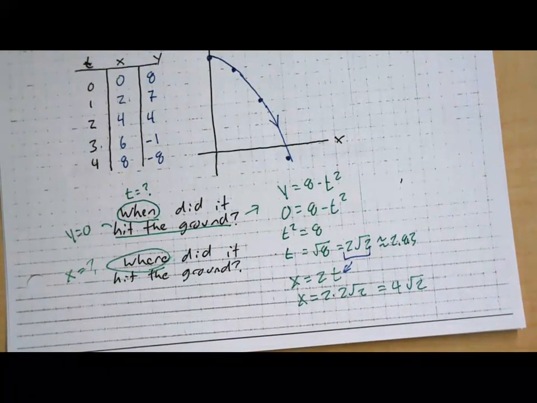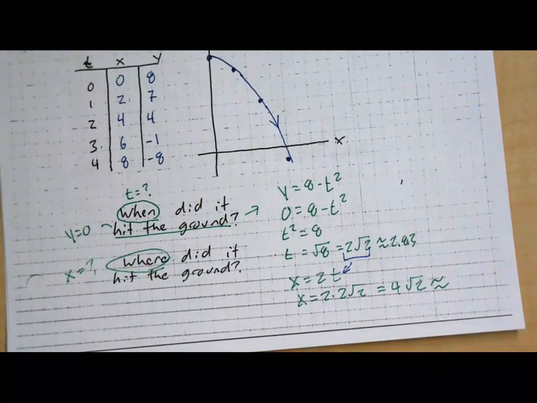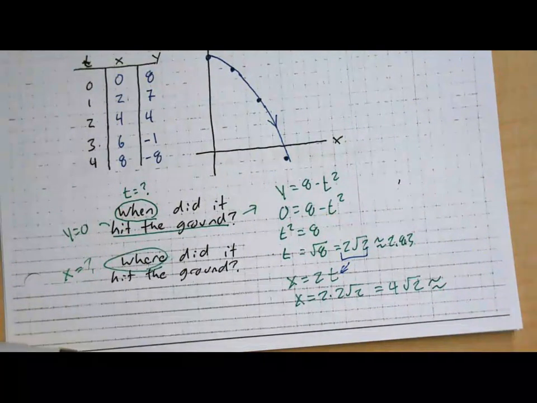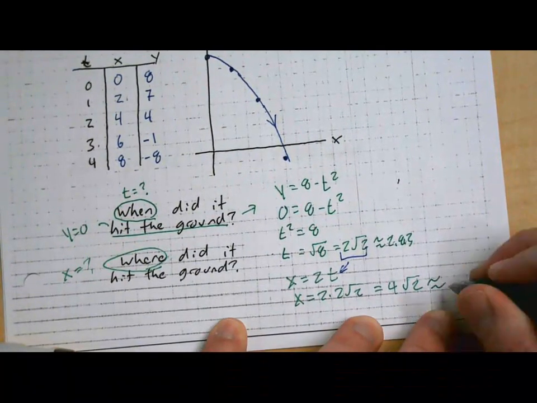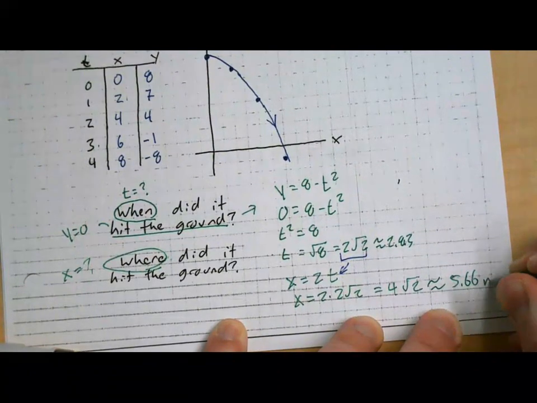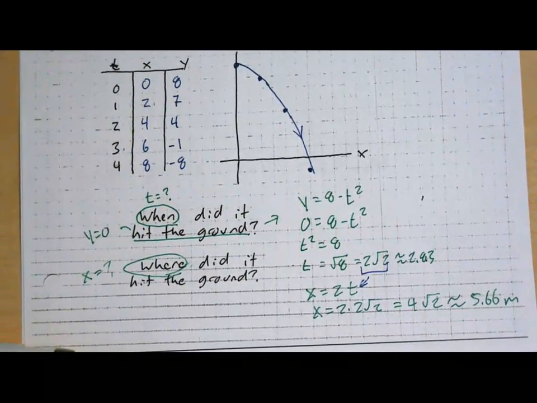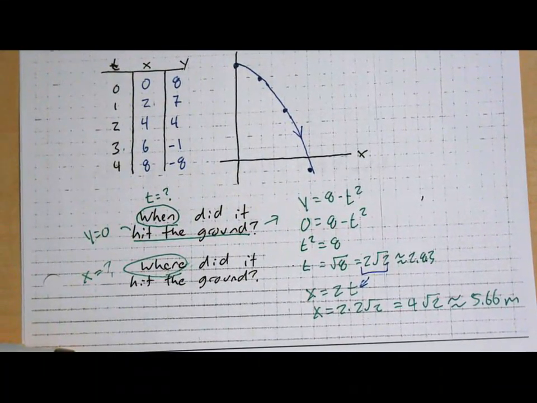Which is about, what, 5.7-ish? About 5.66 meters or feet or whatever it would be. So part of the challenge of this is going to be which equation do I need to use and what am I going to set equal to what in that equation?